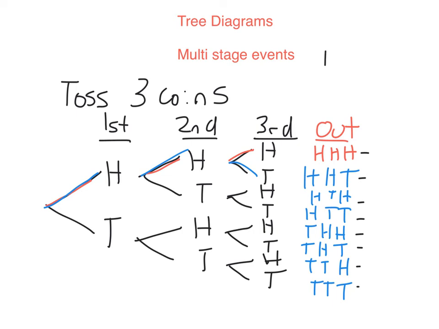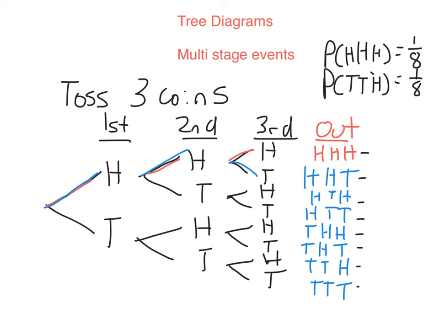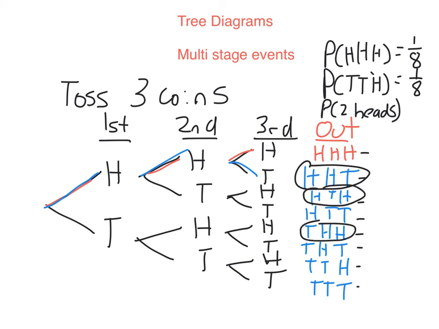The probability of getting heads, heads, heads is 1/8 because there are 8 outcomes. One of them was head, head, heads. The probability of getting tails, tails, head is 1/8. Now, if I said, what is the probability that I get 2 heads, I'm not saying that it has to be head, head, tails. It could also be head, tails, head, or tails, head, head. So the probability I get 2 heads, there are 3 ways it can occur that I've circled out of 8 in total.